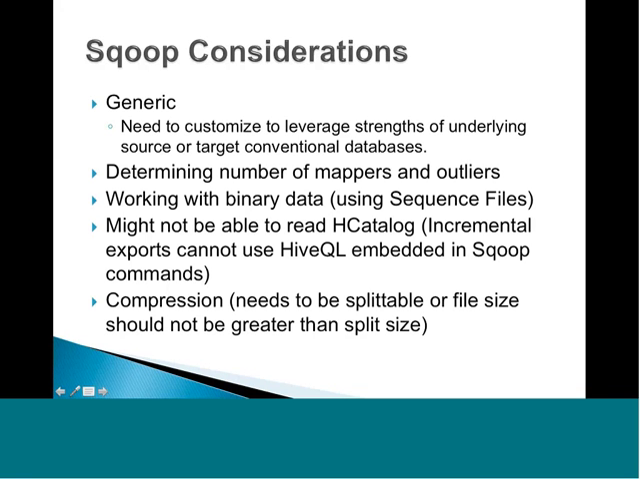Working with binary data, you have to be familiar with how to deal with it. It is a little bit complicated, but I'm not going into details at this time. You rarely deal with binary data. Sqoop will not be able to read HCatalog, especially for exports, so you have to use a combination of Hive and Sqoop to get the delta. And for compression, you need to use splittable compression, otherwise you will run into issues.